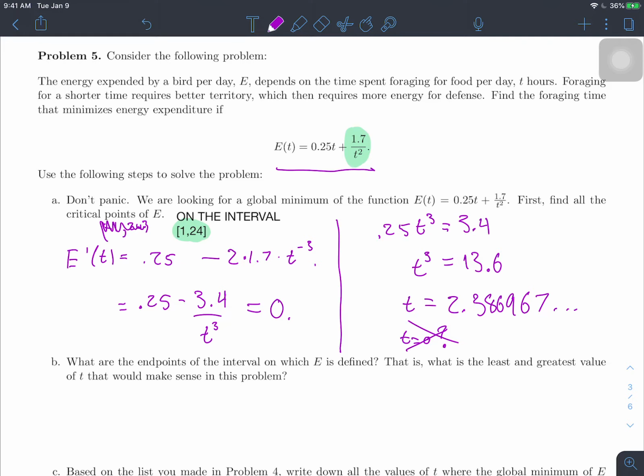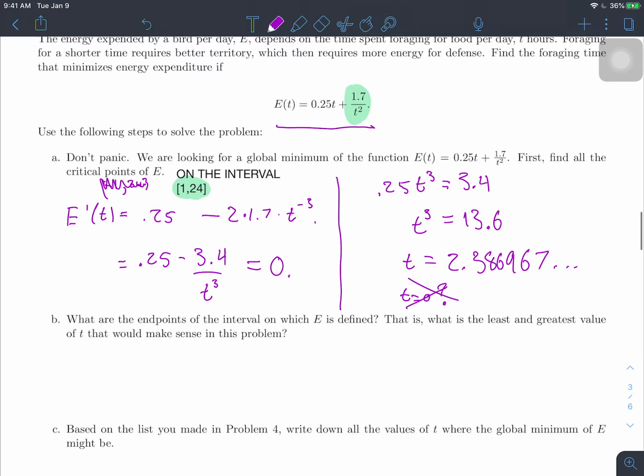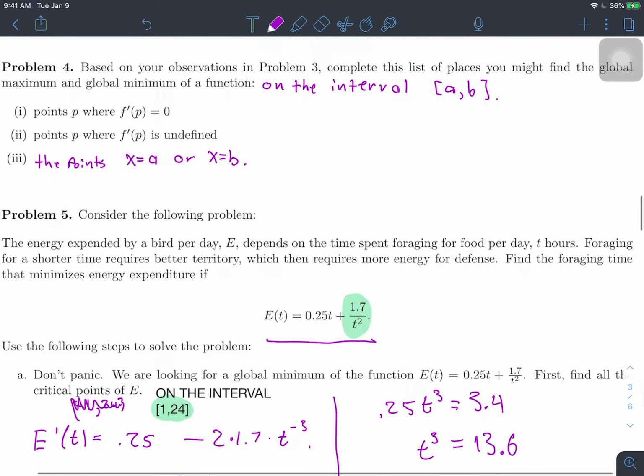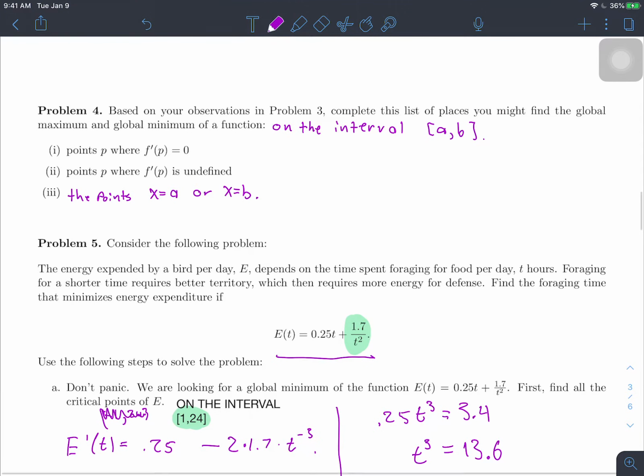Okay, so what are the endpoints of the interval on which E is defined? Well, that's just going to be 1 and 24. Based on the list we made in problem 4, we said that global minimums and maximums will occur either at critical points where f prime of p equals 0, or at points where f prime of p is undefined, or at the endpoints a and b. That's where we should look for a minimum of this function.